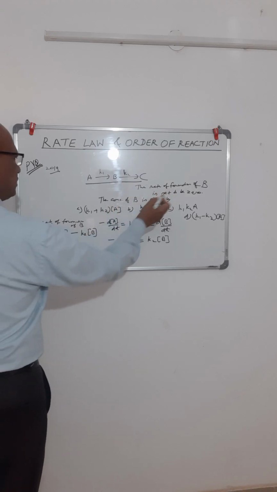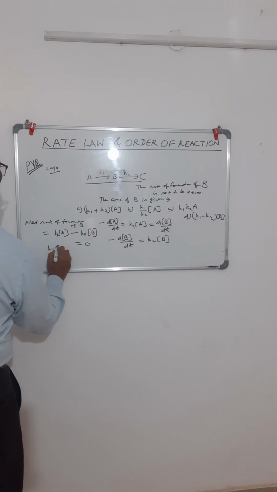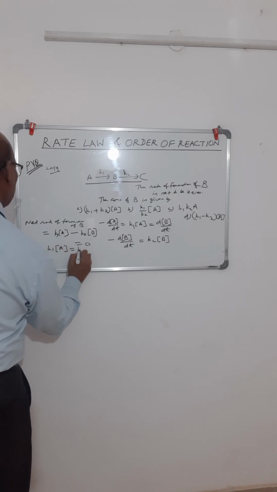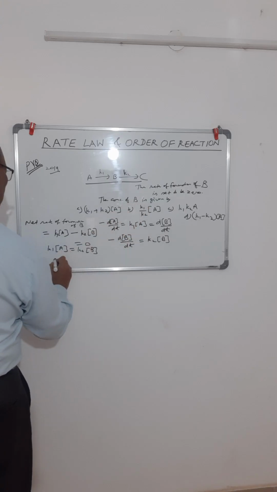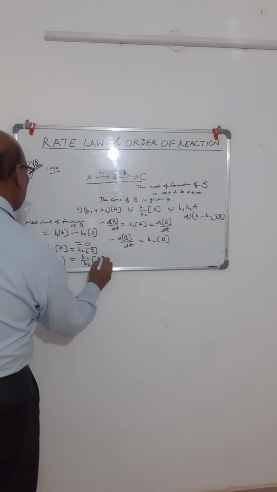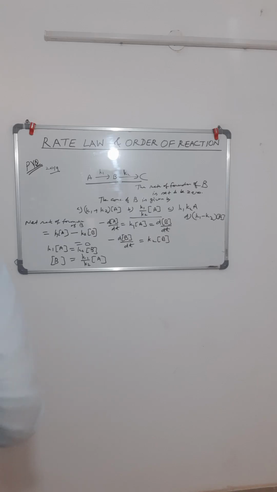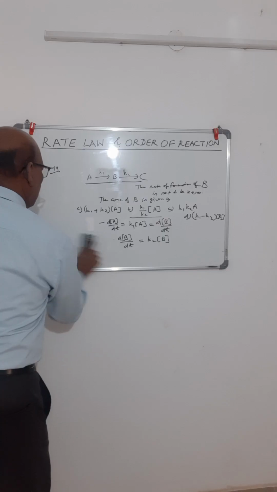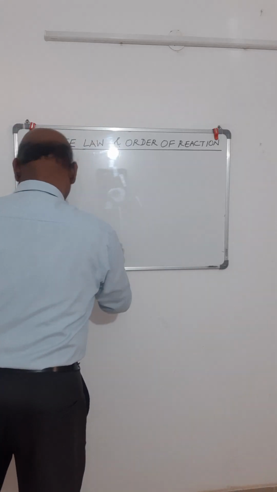Now it is given to be 0, so this is equal to 0. Then we can say that K1A is equal to K2B. What we have to find out is the concentration of B. So the concentration of B will be equal to K1 upon K2 into the concentration of A. So option B is correct. That is how we can solve this type of numerical based on rate law.